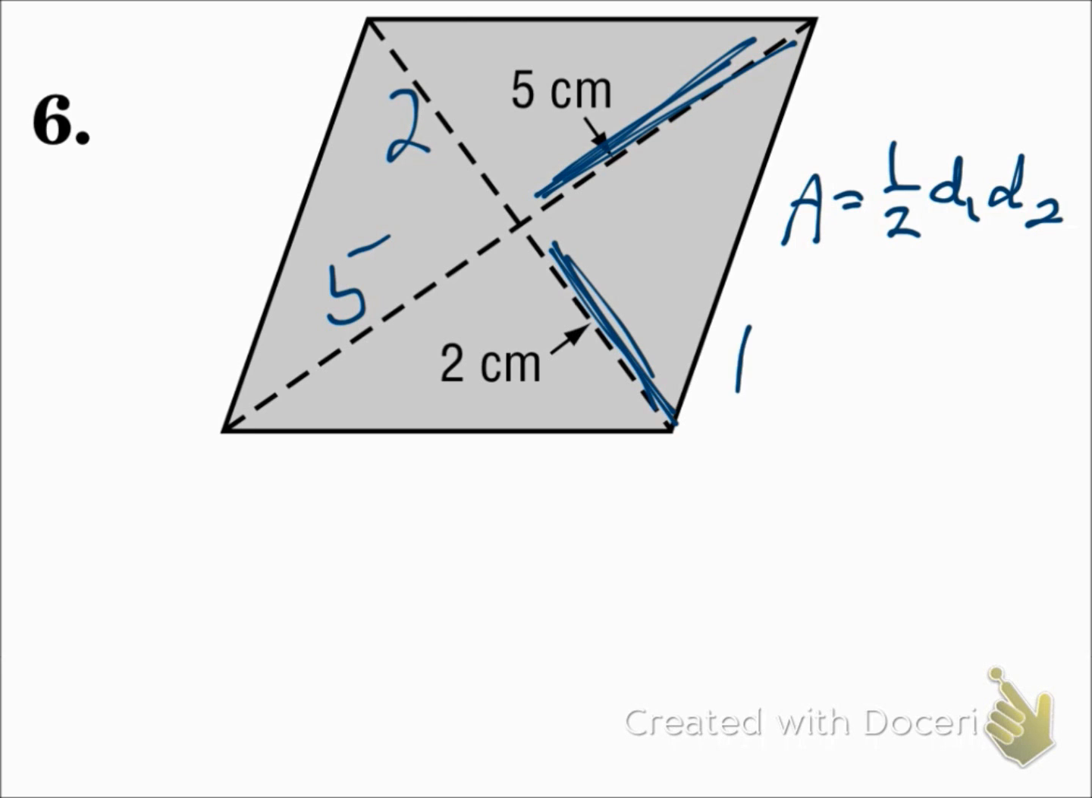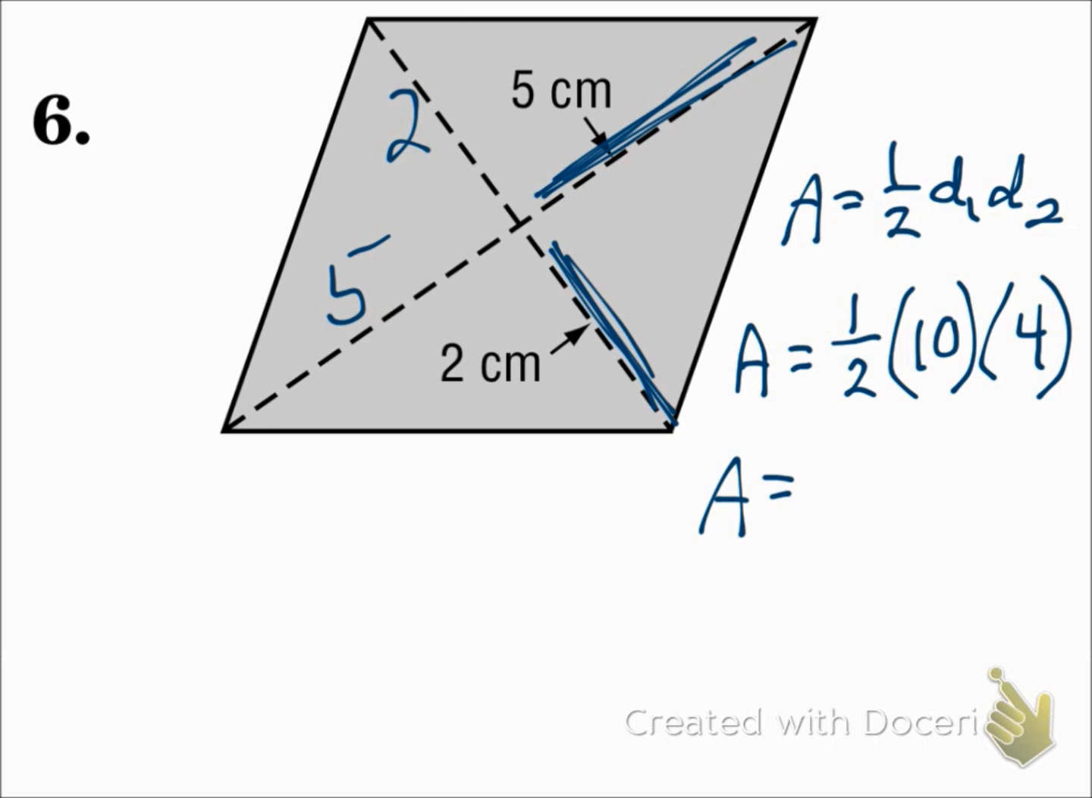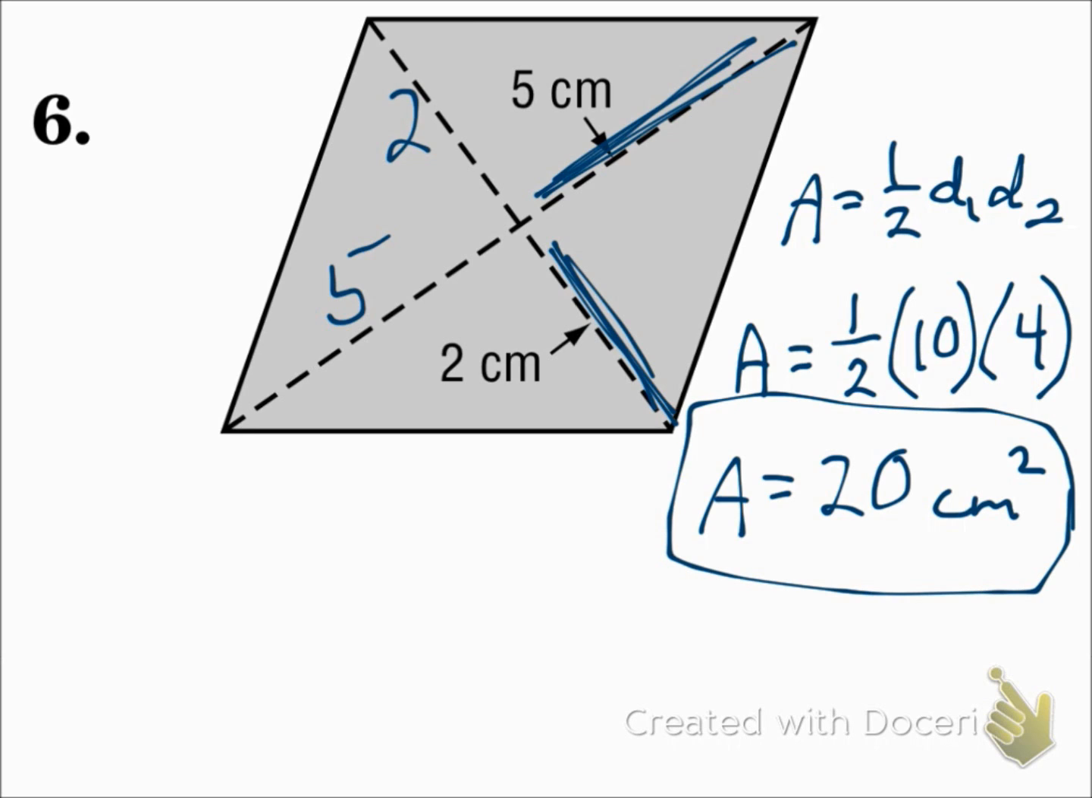So the numbers we put in for the diagonals will be the whole pieces, the 2 5s making a 10, and the 2 2s making a 4. Work that out, and you get 20 centimeters squared. Remember to substitute the correct numbers in. We had to take the half diagonals and make them into whole diagonals.